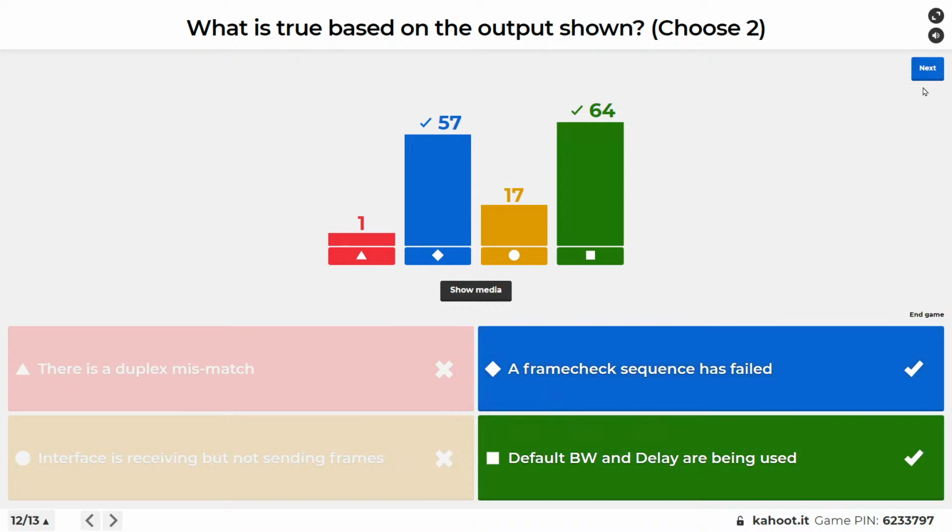Good job. I was busy looking at the chats and not really focusing on this question, but the default bandwidth and delay, we talked about that in a previous question.